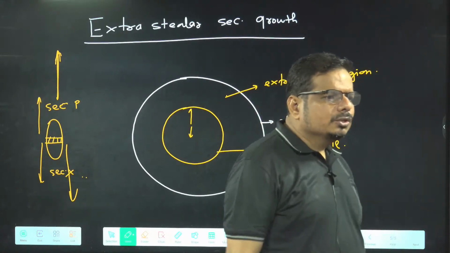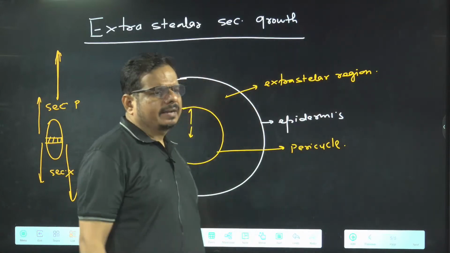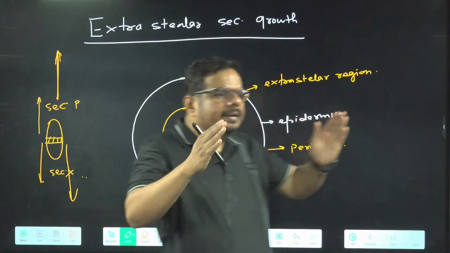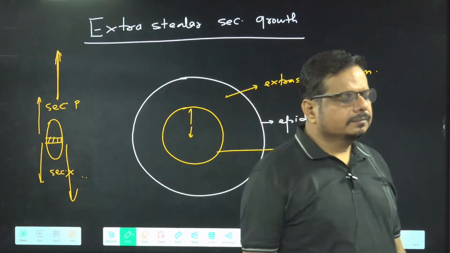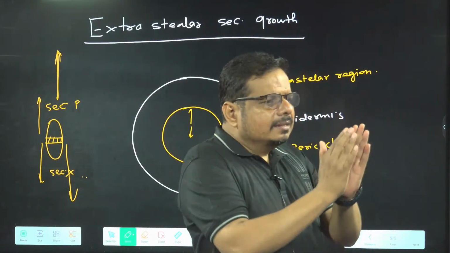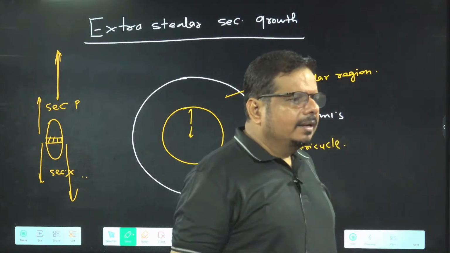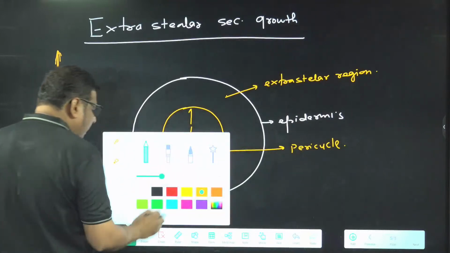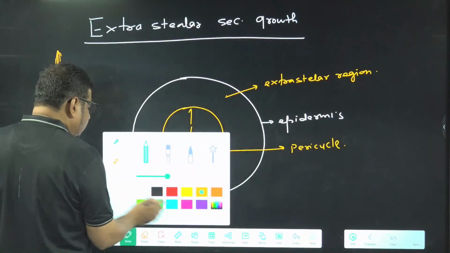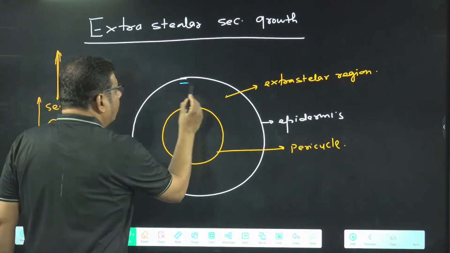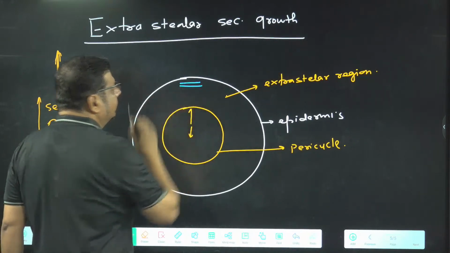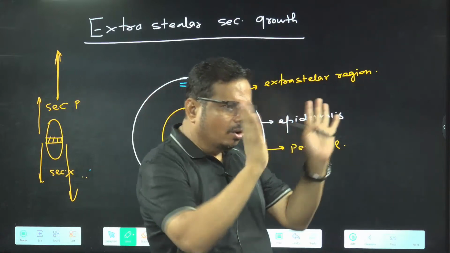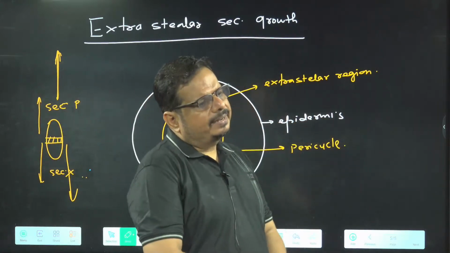Getting the thing? So the same happened during secondary growth. Due to the increase of the diameter in the intrastellar region, the extrastellar region got a pressure. And due to that pressure, what happened? In the extrastellar region, the outer cortex gets ruptured. Rupturing occurs here. It gets ruptured, torn. Getting the idea or not?